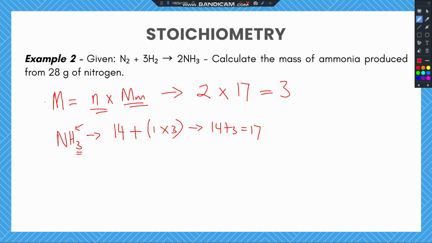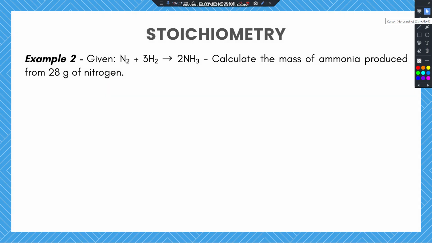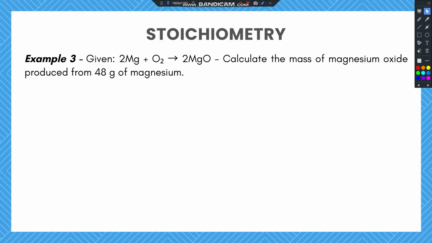So we have 34 grams. So the answer to that question is 34 grams of ammonia are produced from 28 grams of nitrogen. Let's handle yet another question.